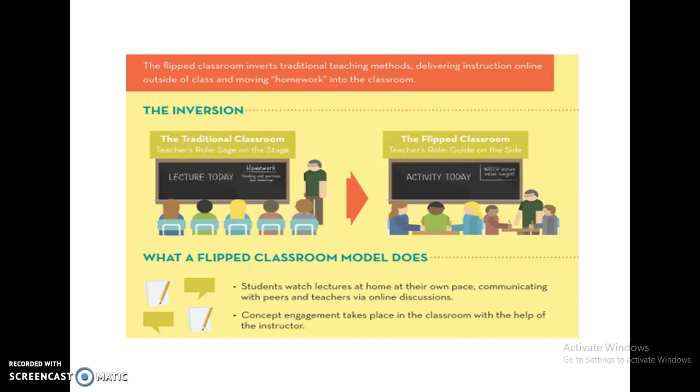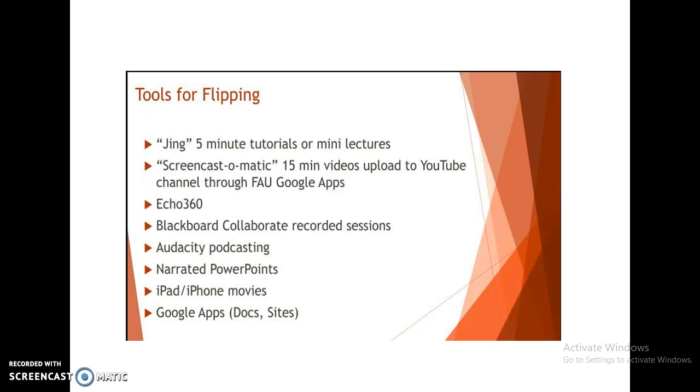So for implementing the flipped classroom model, we have various kinds of software tools. These are the various kinds of tools which are very helpful for implementing the flipped classroom. They are Zing, Screencast-O-Matic, Echo 360, Blackboard Collaborate Recorded Sessions, Audacity Podcasting, Narrated PowerPoints, Google Apps, etc.